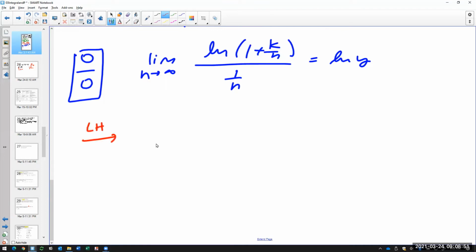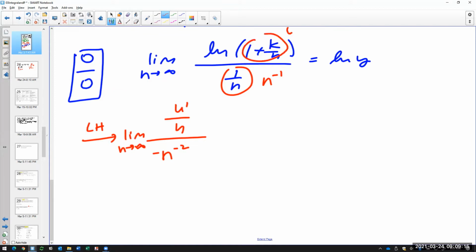You can invoke L'Hopital's, which means I take the derivative of this. It's u prime over u over the derivative of this. This is really n to the negative 1. So the derivative of n to the negative 1 is negative n to the negative 2. And L'Hopital's is still a limit. I forgot that. So that's what this L stands for, still a limit. This is u prime over u. This is my u. Rewrite this: this is 1 plus k times n to the negative 1.